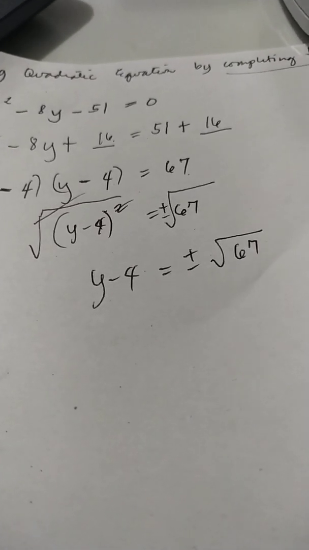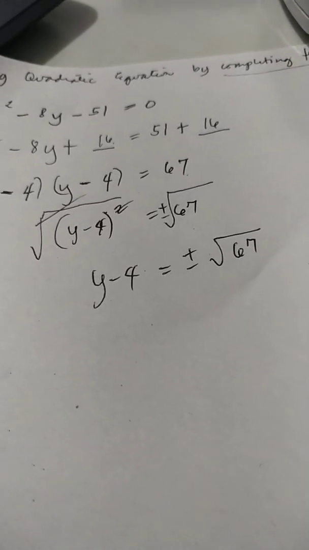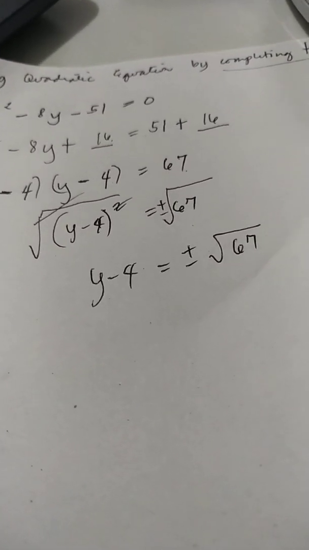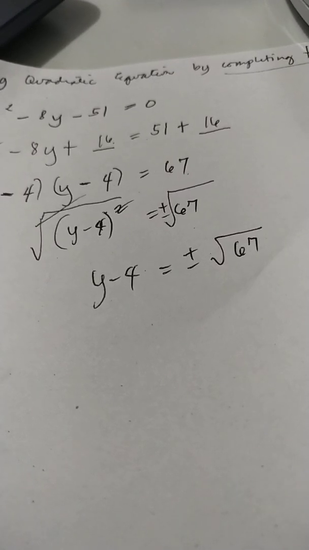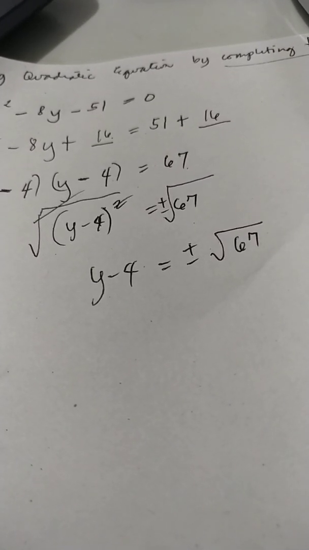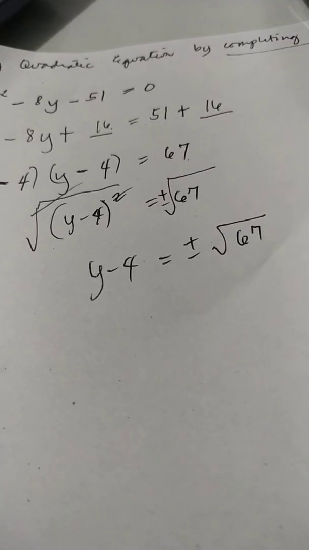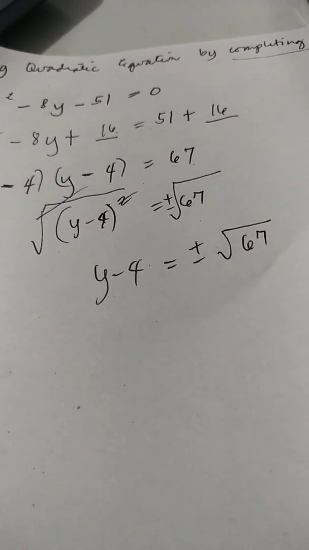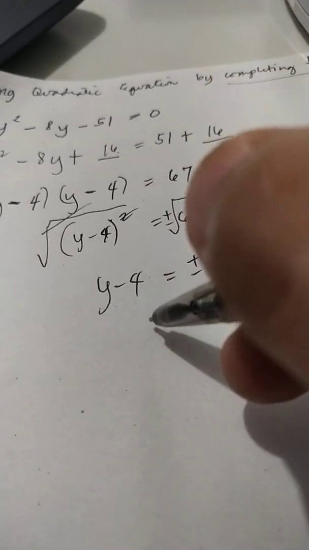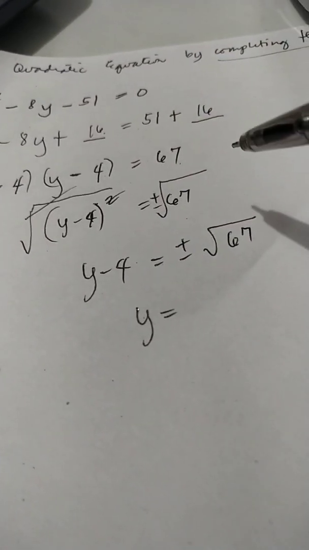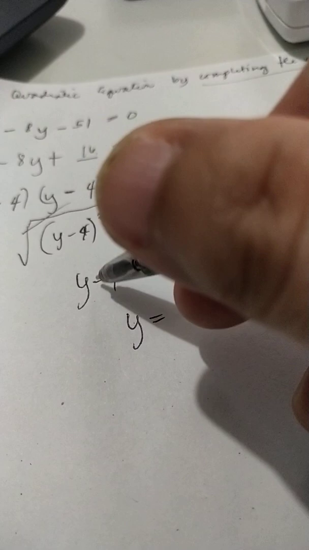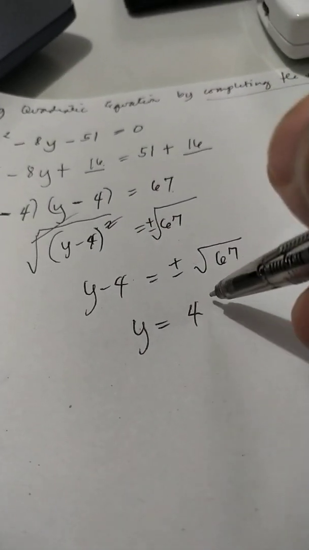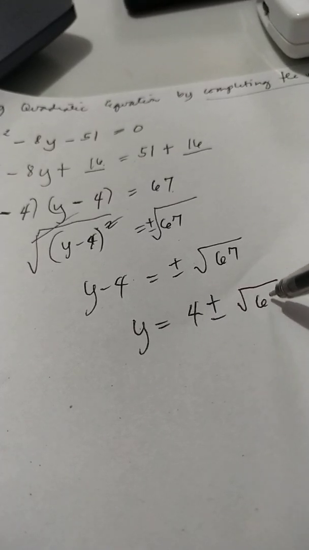67 is not a perfect square, so we could not extract its square root. We can using calculator, but we will be dealing with decimal and the tendency is we are going to round off. So that is why we maintain the radical square root of 67. Then we have y equals, by addition property of equality, the negative 4 on the left side will become positive 4 on the right side, plus or minus the square root of 67.